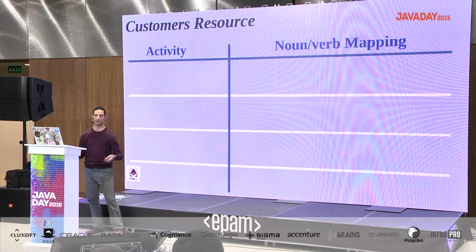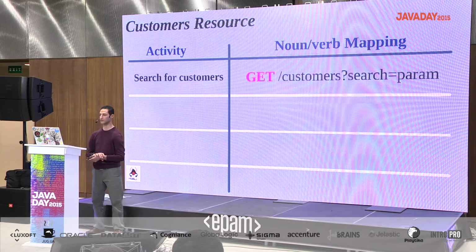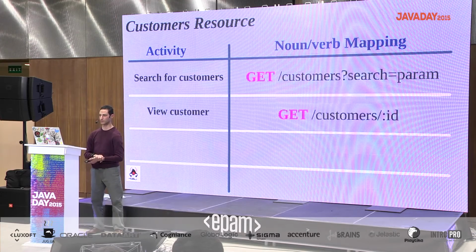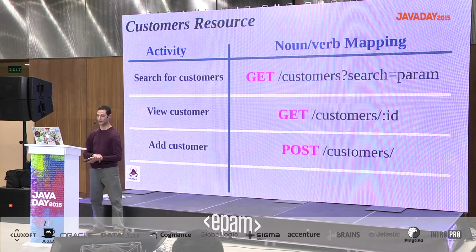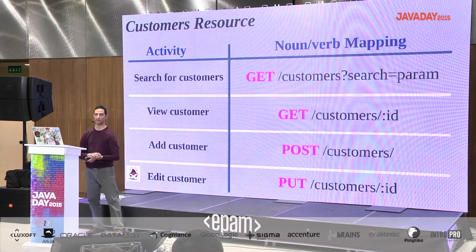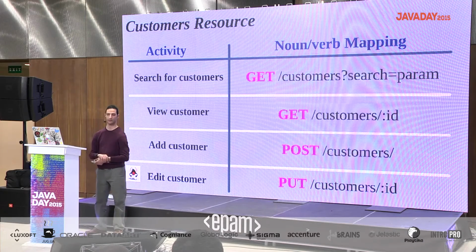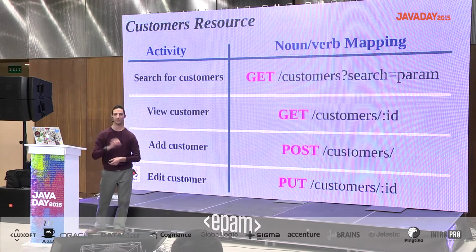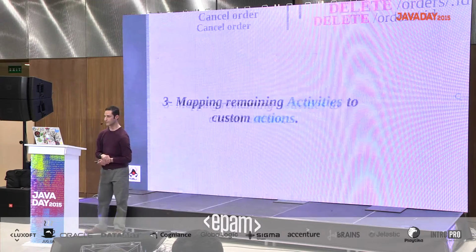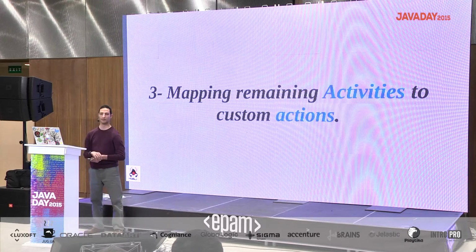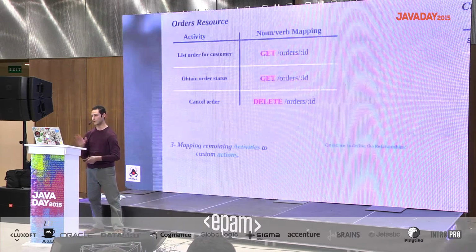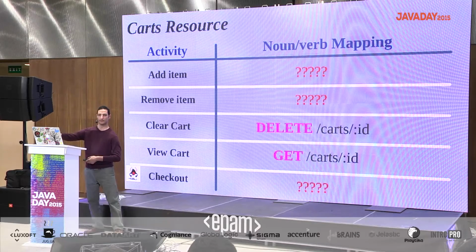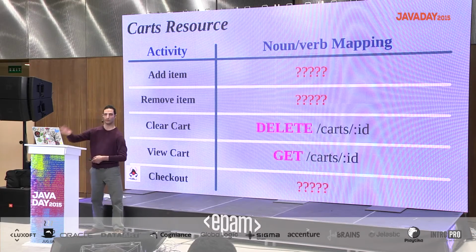And customer is another simple CRUD solution. Search for customer: you GET with search parameters. View customer: you can GET customer by ID. Add customer: POST. And edit customer: you can PUT the customer with the ID you have specifically edited. Okay, how do we map the remaining activities, marked with an exclamation mark, the custom actions? So we have those items, and those are what we are going to need to discover.